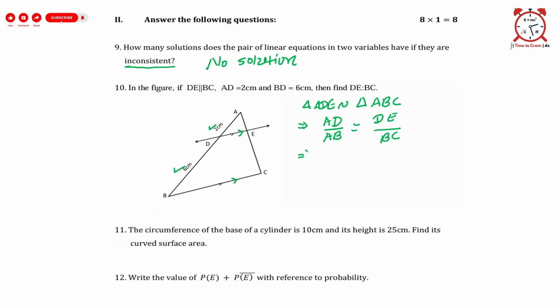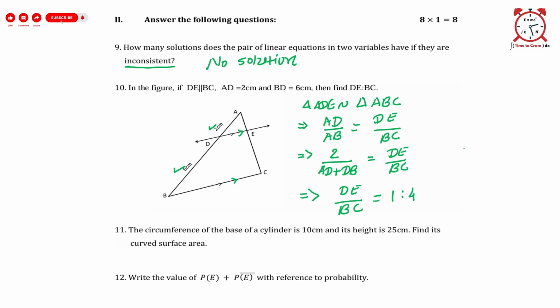So here AD upon AB, and AB is AD plus DB, equals DE upon BC. If we put all the values given in the figure, we will find the value of DE is to BC equal to 1 is to 4. Next question.